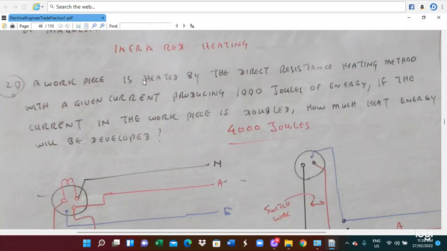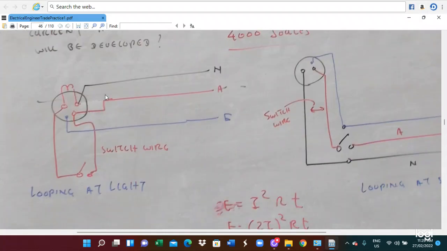A workpiece is heated by the direct resistance heating method, with the given current providing 1000 joules of energy. If the current in the workpiece is doubled, how much heat energy will it be? It will be 4000 joules, because wherever the current is doubled, the energy is quadrupled, because of the square function. So when the current doubles by 2, it will be 4000 joules.